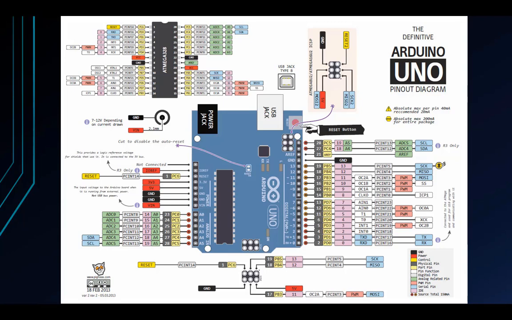Pins from 0 to 13 are digital pins that can receive a digital signal level 0 or 1. You can call it low or high signal. Pins A0 to A5 are analog pins. These pins can act as digital pins because they can still receive or output a digital signal, but usually we use these pins for analog.